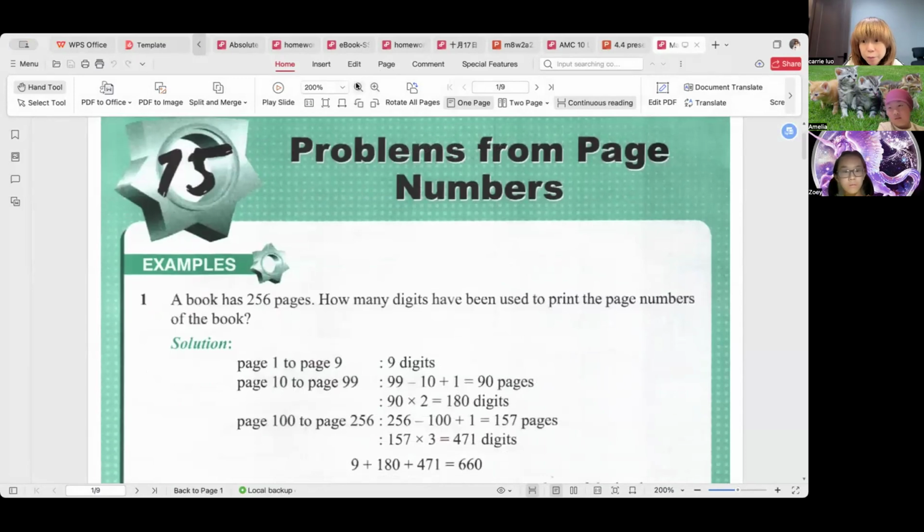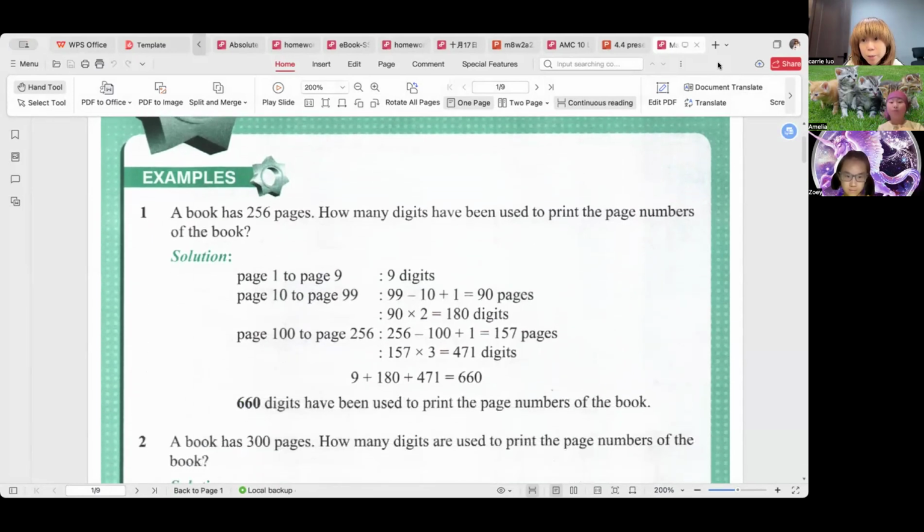Everybody, have you ever read a book before? Of course, right? So all the books have pages. And all the books start with page 1, right? So let's take a look at this one. A book has 256 pages, I think, correct? It starts on page 5.